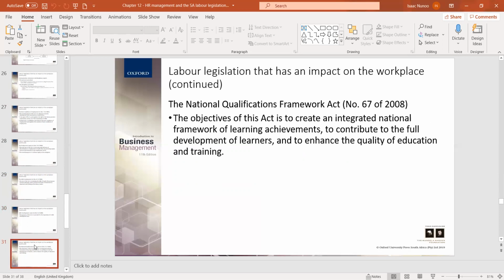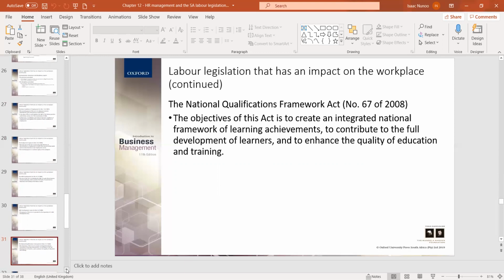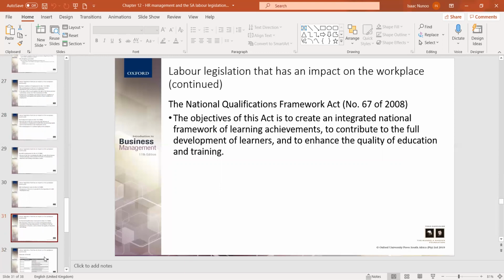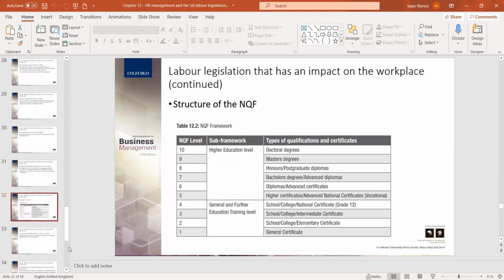Now, we can also talk about the National Qualification Framework Act, Act number 67 of 2008. The objective of this act is to create an integrated national framework of learning achievement and contribute to the full development of learners and to enhance the quality of education and training. So in terms of the quality and training, we can talk about the types of qualifications.